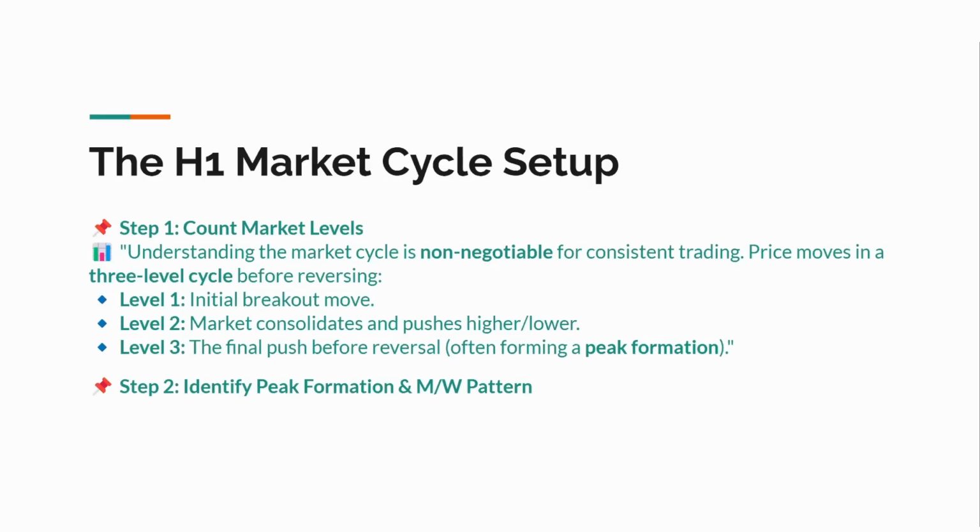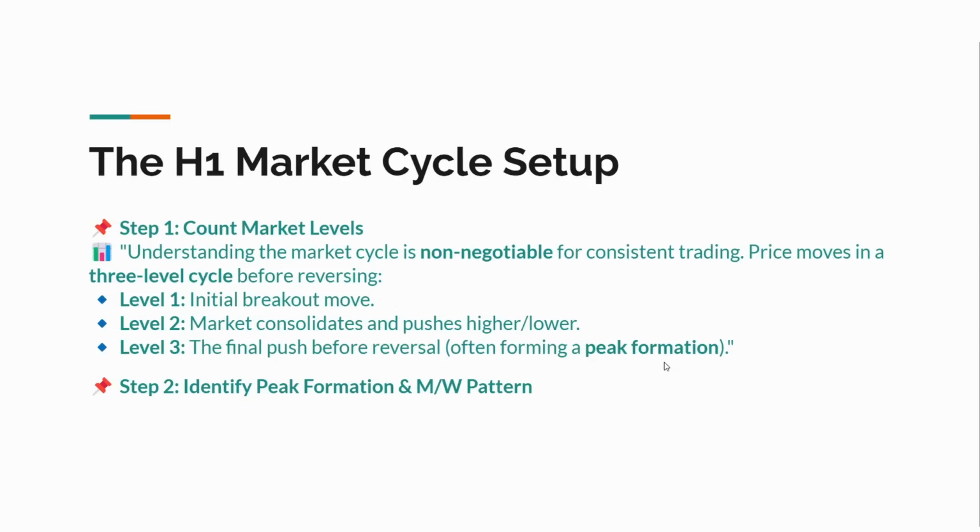Next is the 1 hour market cycle setup. In hourly market cycles, we are going to count the market levels. After the breakout, you are going to count 3 levels of upside. Understanding the market cycle is non-negotiable for consistent trading. Price moves in a 3-level cycle before reversing. Level 1 is the initial breakout move. Level 2 is where the market consolidates and pushes higher or lower. Level 3 is the final push before reversal, often forming a peak formation.